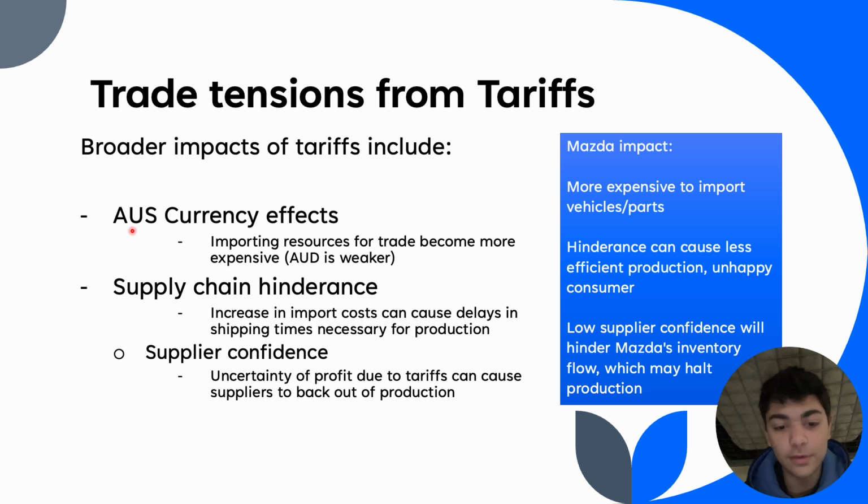So firstly, we've got the Australian currency. Importing resources for trade will become more expensive, and this is because the AUD is weaker. So I guess for Mazda, this will mean that it will be more expensive to import parts to Australia because of the Australian dollar, which is weaker. So that will increase the cost of buying stuff with other currencies.